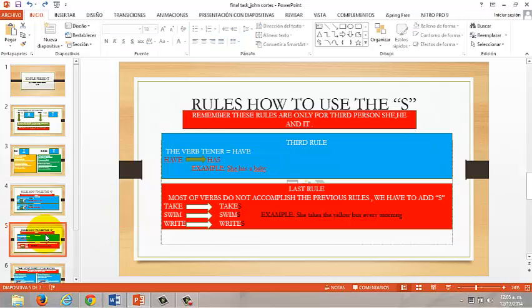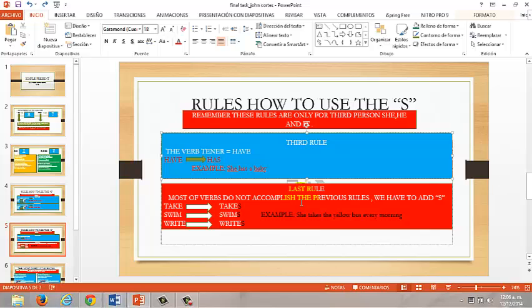Okay, so I'm going to show you the third rule. The third rule is for the verb tener. Remember, the verb tener in English is have. So the verb have changes to has. Have, has. So the example: she has a baby. But suppose we're going to use the subject we. We have a baby is different because it isn't third person.